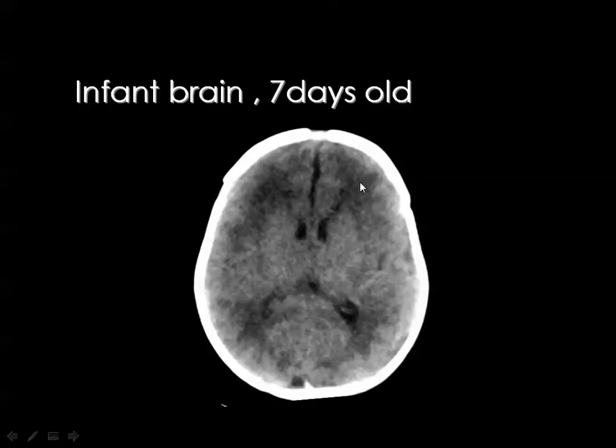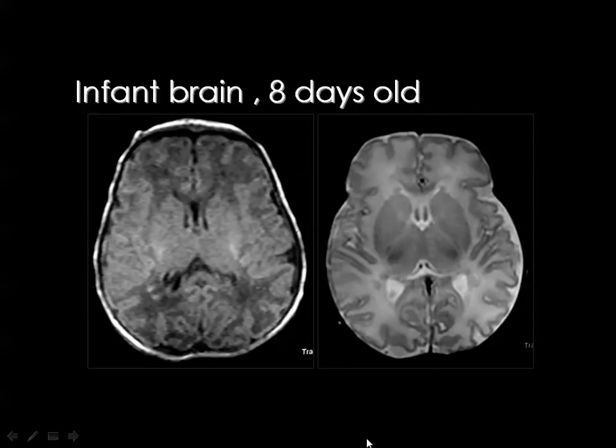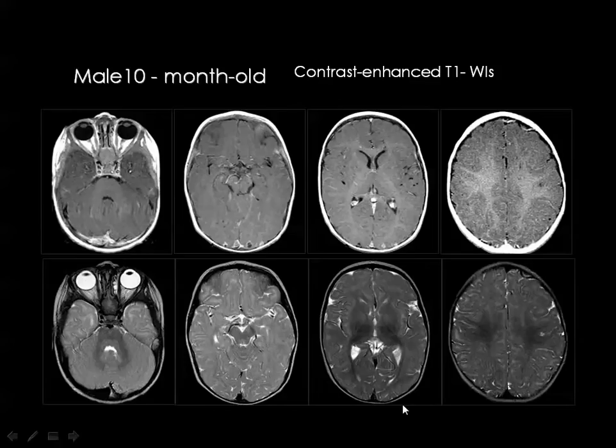And this is a 7 days old infant with CT image showing the normal appearance of the white matter, which is black compared to the cortex of the brain. And this is a 17 days old infant, and in the T1 weighted images the white matter is black. In the T2 weighted images the white matter is bright. Then this is an 8 days old male, T1 and T2 weighted MR images. The white matter is dark here and is bright here.